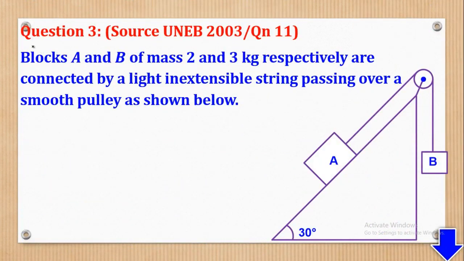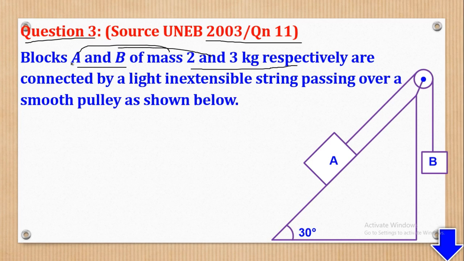So that was question 2. Now we shall go to question 3. Question 3 came from UNEB 2003, paper 2, question 11, and it says, blocks A and B of mass 2 and 3 kilograms respectively. So respectively means A is 2 and B is 3. Are connected by a light inextensible string passing over a smooth pulley as shown below.